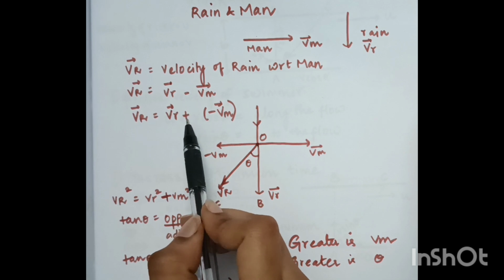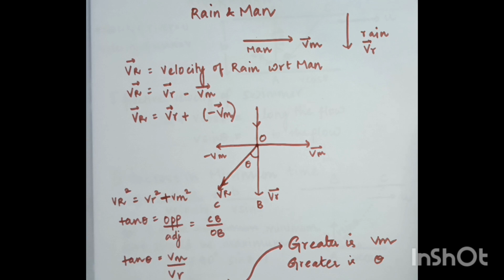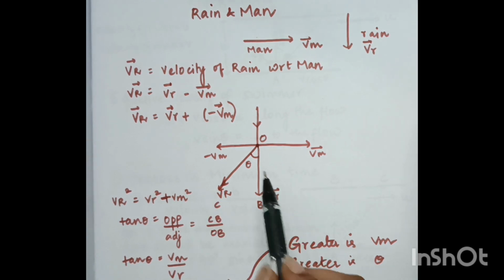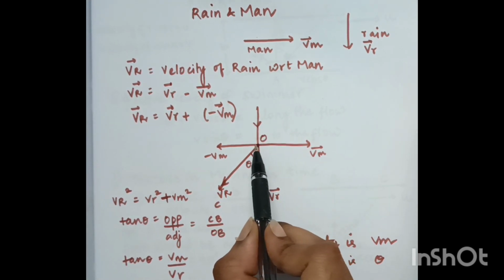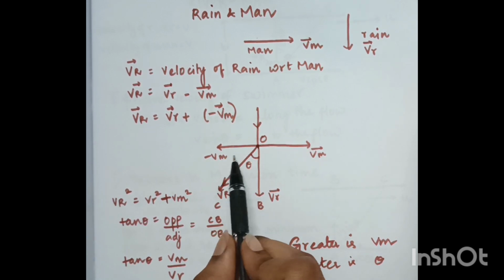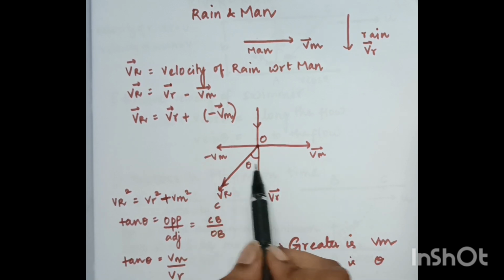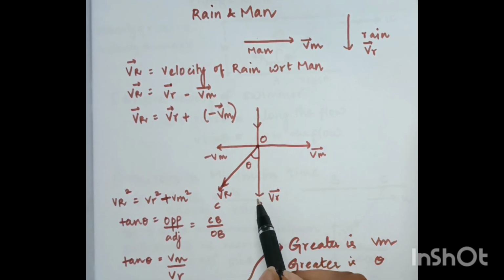It is like plus minus Vm. This is the velocity of man. We want minus Vm, so we are considering its negative direction. So we are considering this in the negative direction. Velocity of rain is like this, vertically downwards.